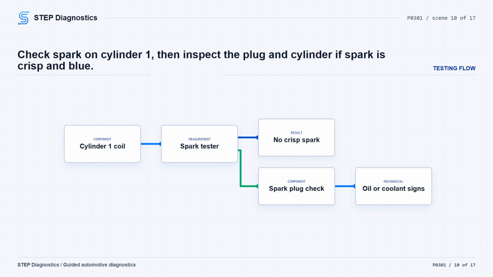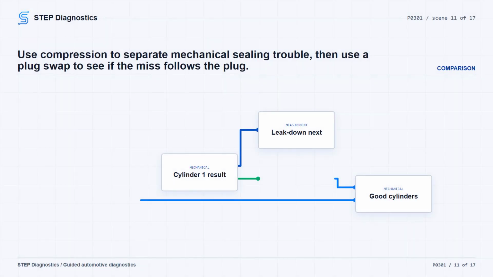Also check for oil or coolant in the cylinder. If the plug has one of those faults, replace the spark plug. If oil or coolant is present in the cylinder, diagnose and correct the cause, then verify the repair. If the plug and cylinder inspection do not show the problem, run a compression test on all cylinders and compare the known good cylinders to cylinder 1.